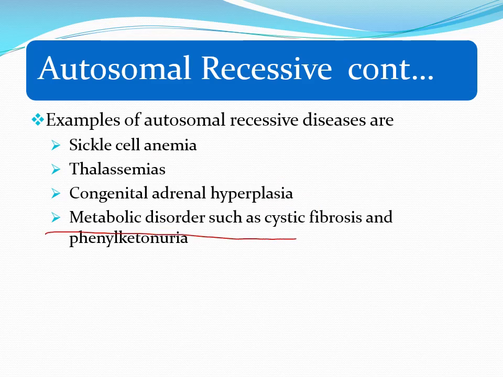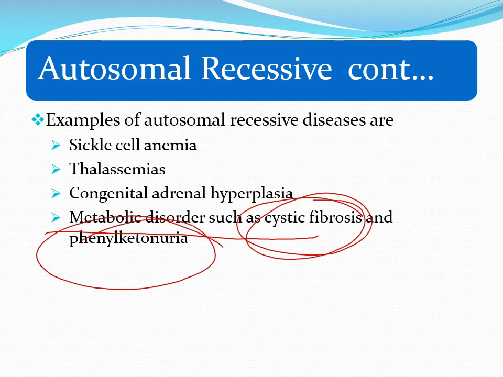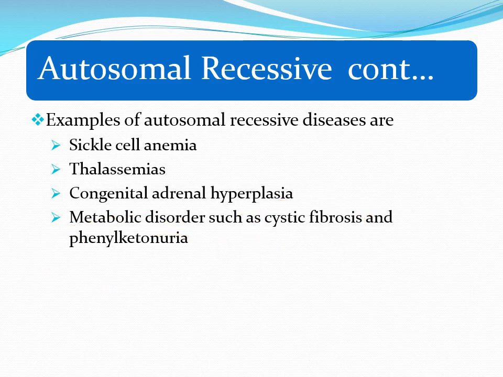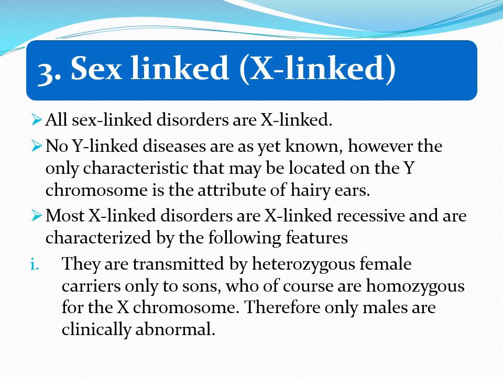We have metabolic diseases such as cystic fibrosis and phenylketonuria. Phenylketonuria is a disorder in the enzyme which is responsible for metabolizing phenylalanine, which is an amino acid, leading to the presence of phenylalanine in urine. We say phenylketonuria. Okay, let us have a look at sex-linked.